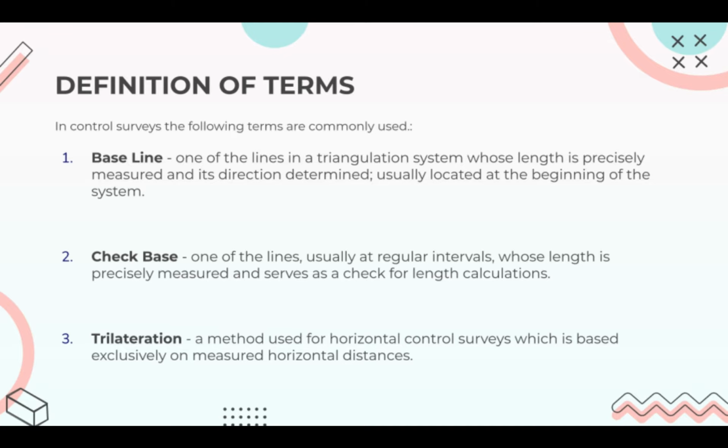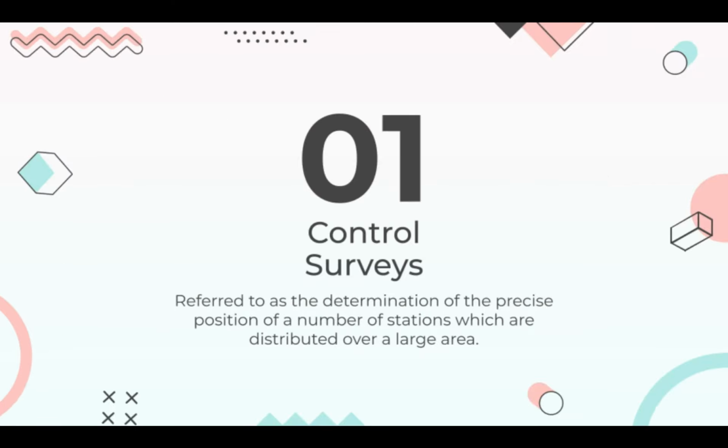Trilateration, a method used for horizontal control surveys which is based exclusively on measured horizontal distances. It consists of a series of joined or overlapping triangles where sides are measured and angles are computed.